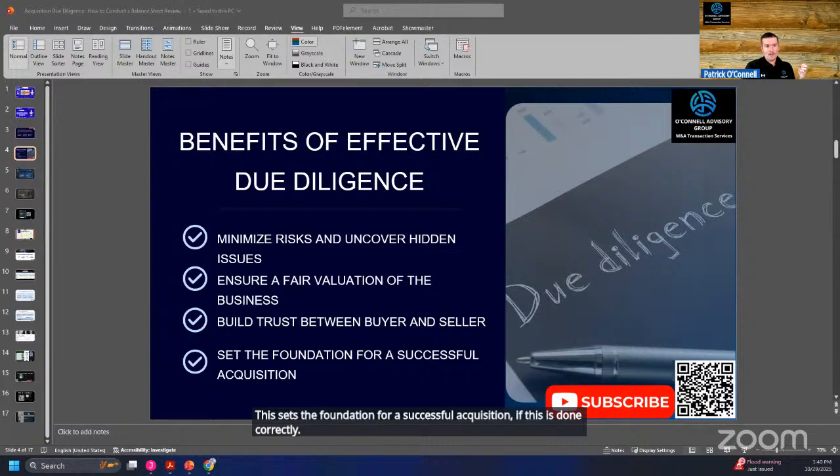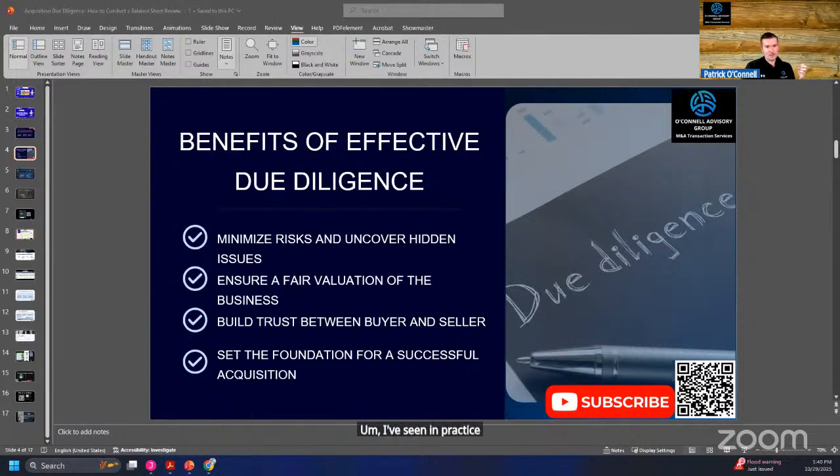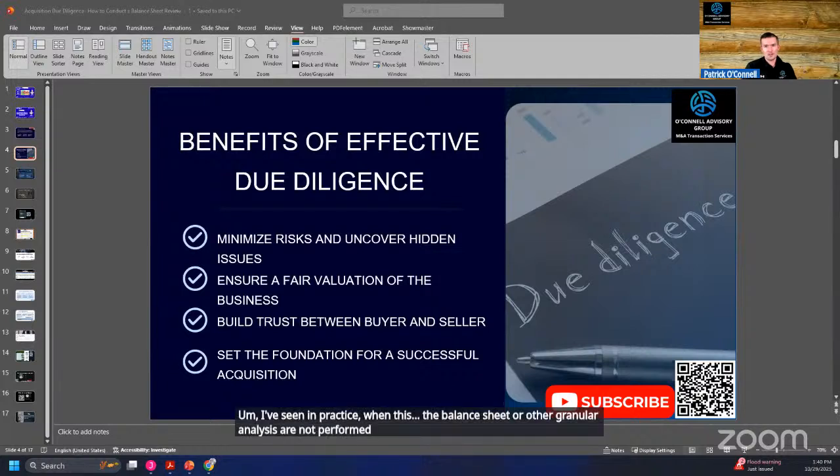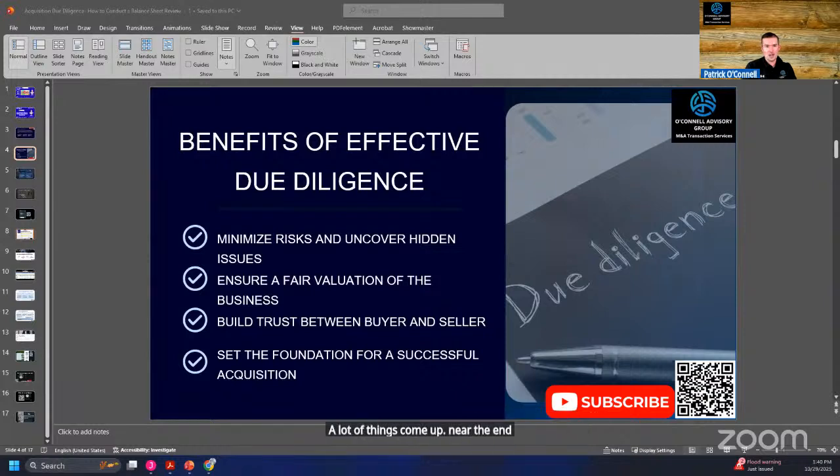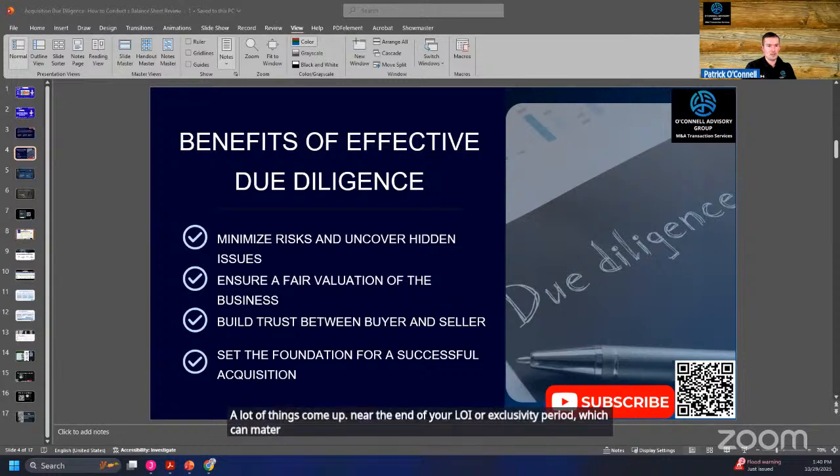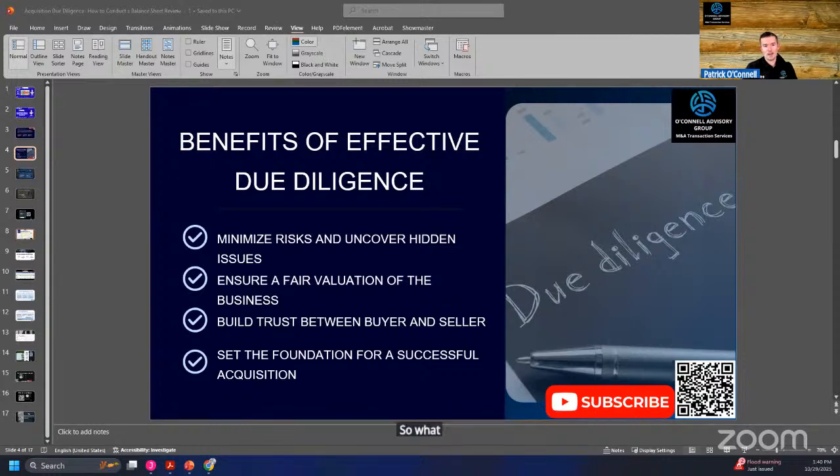I've seen in practice when the balance sheet or other granular analysis are not performed, a lot of things come up near the end of your LOI or exclusivity period, which can materially impact your deal. So what do I mean when I say that? If you're not conducting proper analysis early and often in your LOI period, you're not learning enough about the business and conducting a proper valuation based on your bid price.